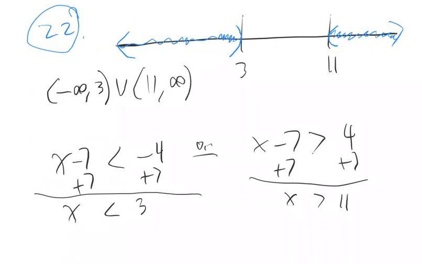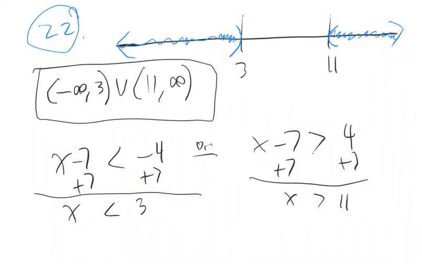So you have two different parts of your solution because it's a disjunction. There's two parts. So the solution to the problem 22 that I have in my example is parentheses negative infinity comma 3, close parentheses, union, open parentheses, 11 comma infinity, close parentheses. And then the number line, of course, you'll just do a multiple choice and you'll pick the correct number line.